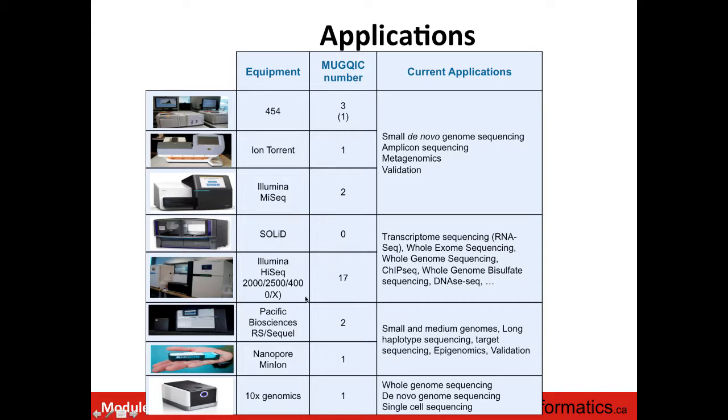The short read technologies go with really high throughput. They are used mainly to do all the whole omics: whole genome, whole exome, whole transcriptome, ChIP-seq, all the experiments where you want to interrogate the entire set of your genome, whether it's RNA, DNA, and so on.